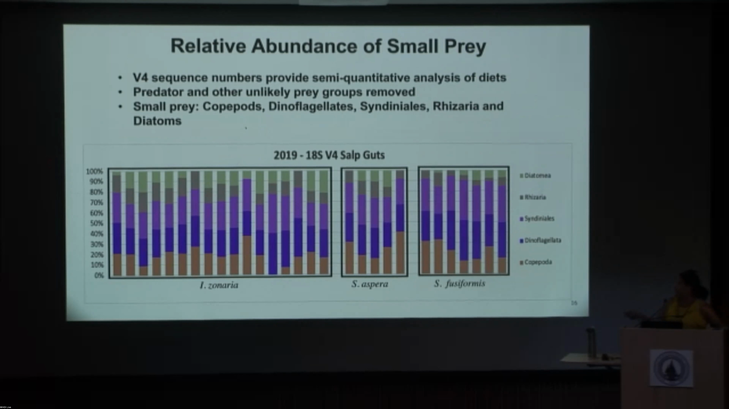So again, we have relative abundance on the y-axis, and these are the different salp species. So you see that the different prey groups, diatoms, syndinellates, and dinoflagellates, are not particularly different between the species. We don't see any striking differences between the 3 salp species. So our following analyses are only based on these prey groups.